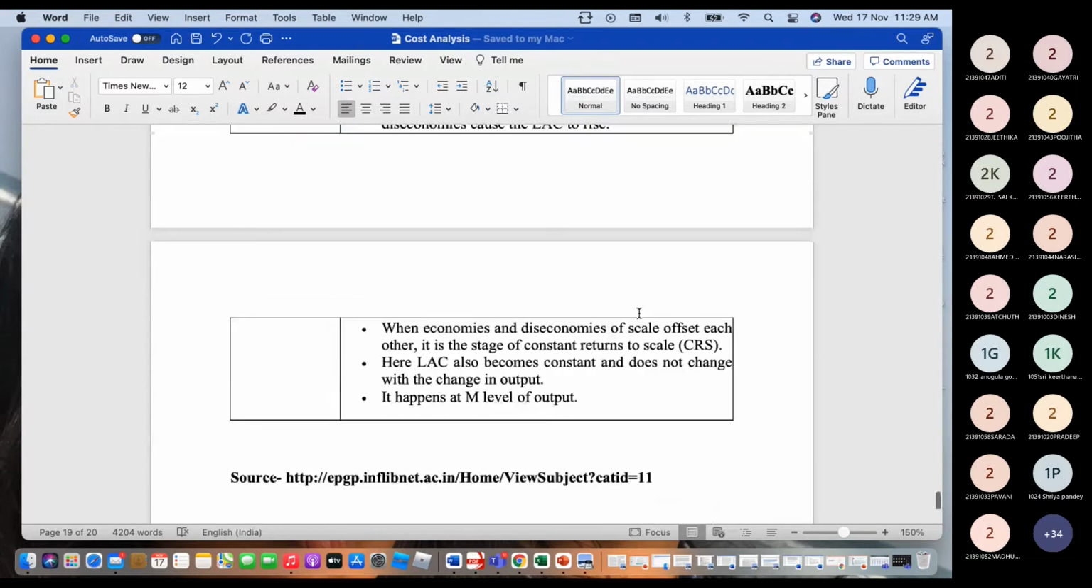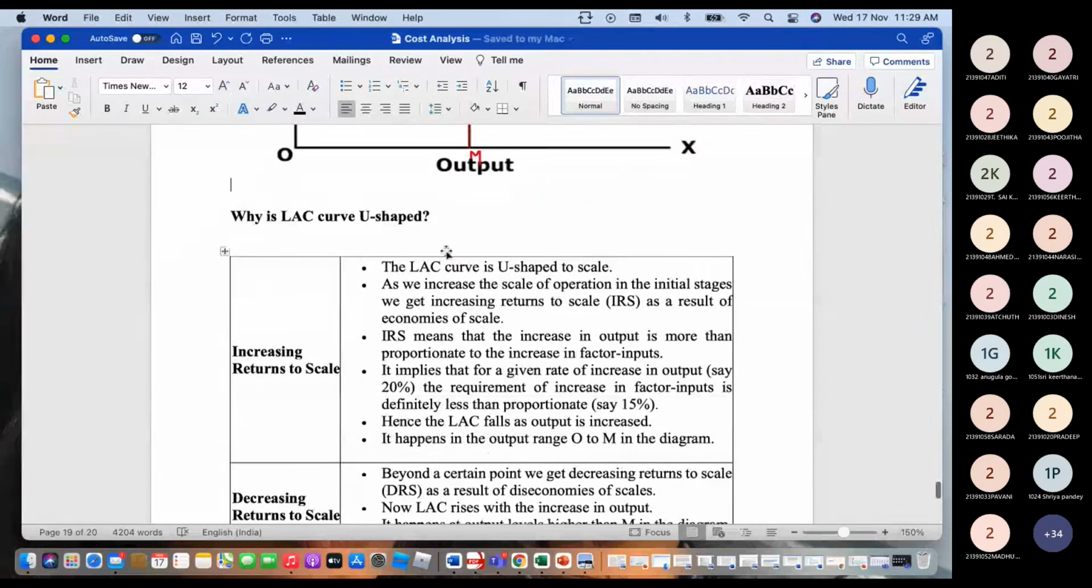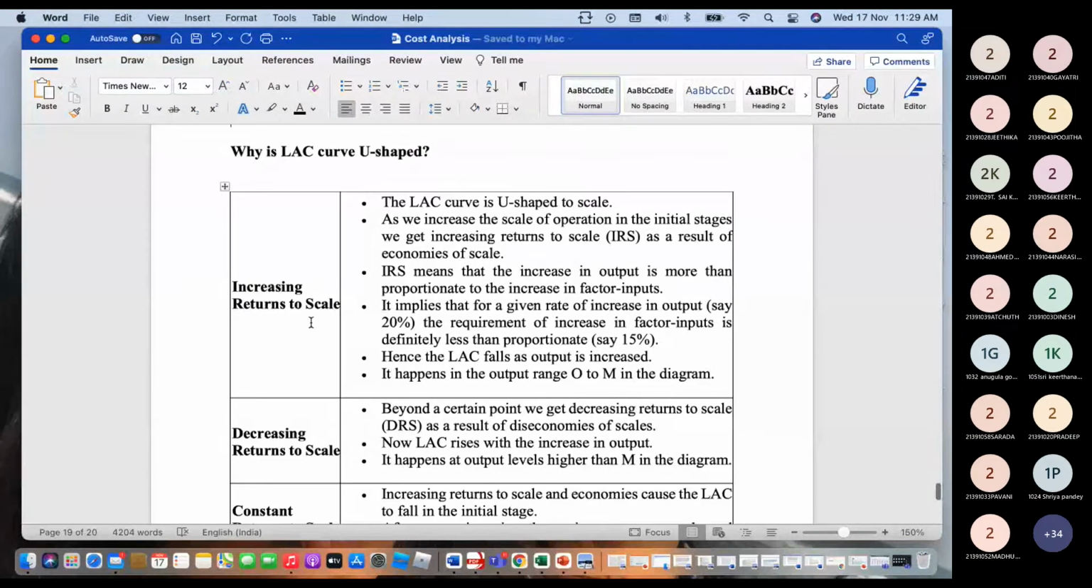Yes, so the last one is why this LAC curve is a U-shaped curve. As I just told you, this is mainly because of the law of returns to scale. Law of returns to scale. In the beginning, as the firm is increasing its level of output, or if the firm is increasing its level of output by increasing all the factors of production, which means that their scale of production is increased. So when it happens, then the firm is going to experience economies of scale.